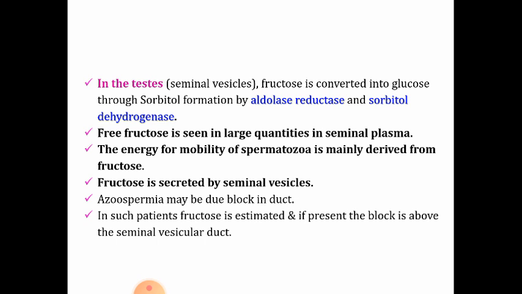Azoospermia may also be due to a block in the duct. In such patients, fructose is estimated, and if it is present, the block is above the seminal vesicular duct.